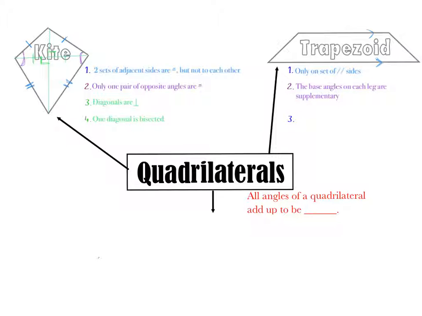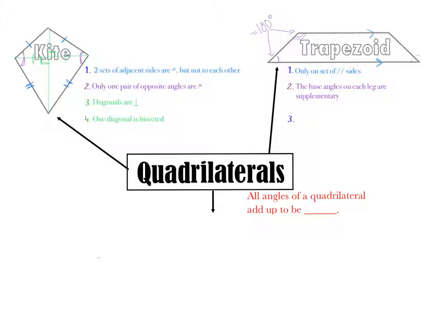are supplementary. So we need a little bit of terminology here. These are called the bases. So these sides that angle towards each other are called the legs. So the base angles on each leg. If I'm talking about this leg, we're talking about this angle right here is going to be supplementary to this angle right here. So those two angles, when I add them together, are going to equal 180.